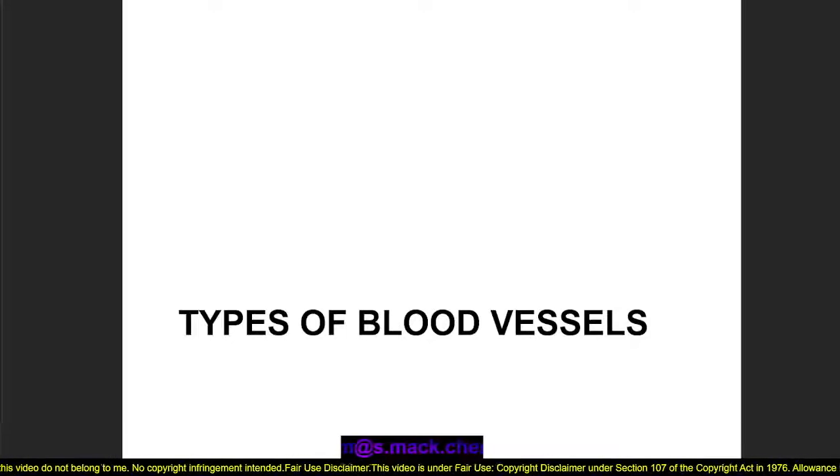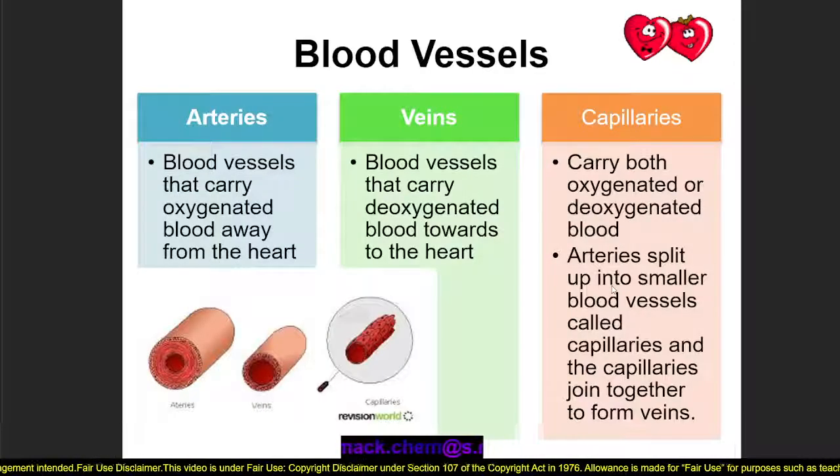Hi guys, in this video we're going to look at the types of blood vessels found in the body. We will be looking at arteries, veins, and capillaries. These are the three blood vessels found in the human body.